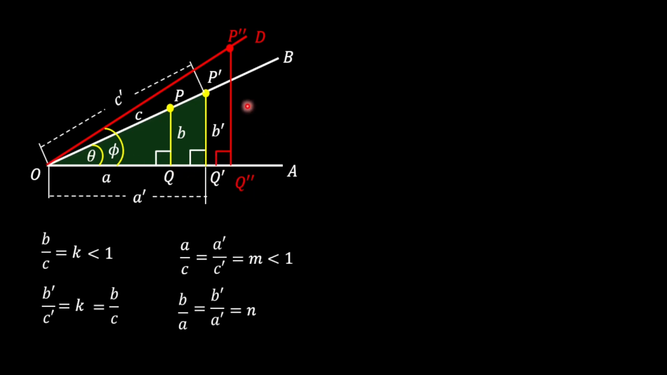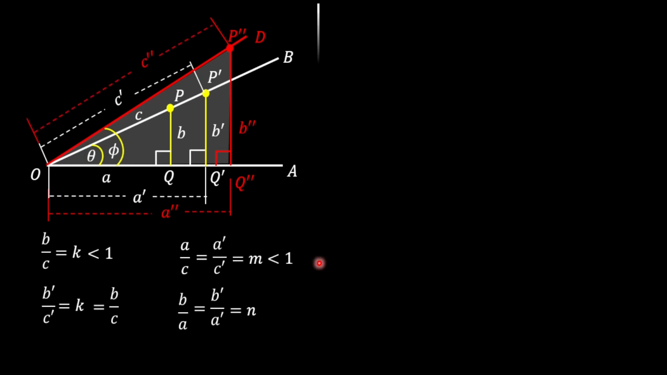Now we have a third triangle OQ double prime P double prime, which is a right triangle, and for greater visibility I shade this with this light black color. Now if I represent the side lengths with A double prime, B double prime, and C double prime, and construct the ratios like I did before, then I can write for this triangle the ratio of the perpendicular B double prime to C double prime equals K prime.